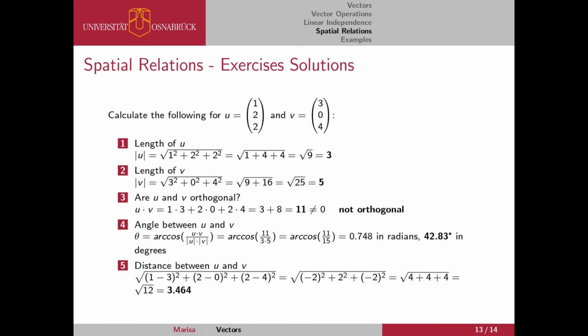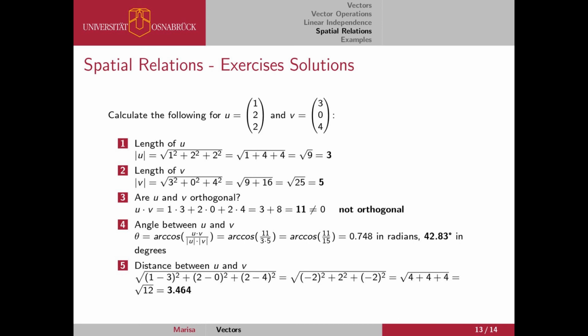And for the length of v, this works the same, just that we use different numbers, because we have 3, 0, 4 instead of 1, 2, 2 here. So we have the square root of 3 squared plus 0 squared plus 4 squared, which is the square root of 9 plus 16, which is the square root of 25, which is 5 in total.